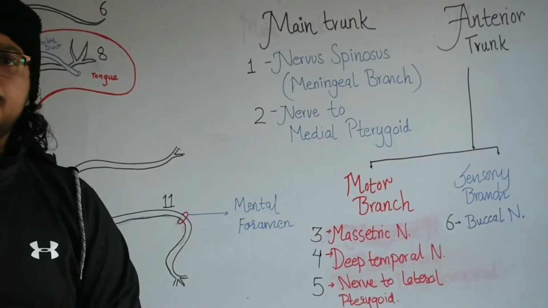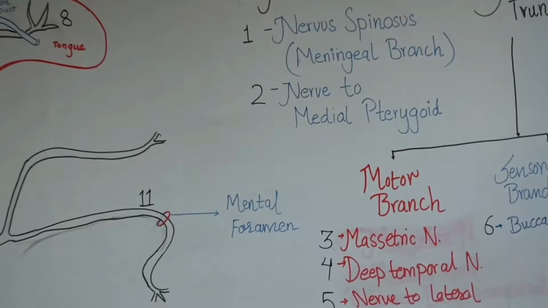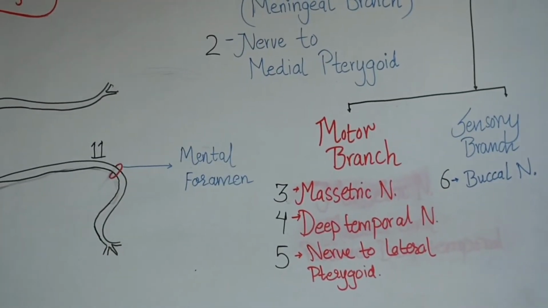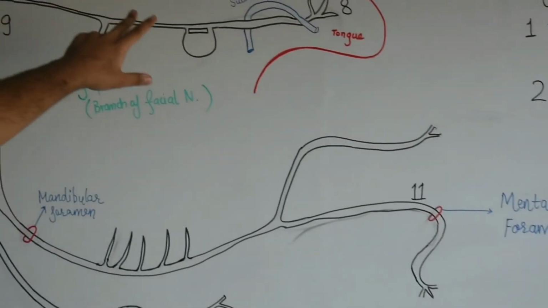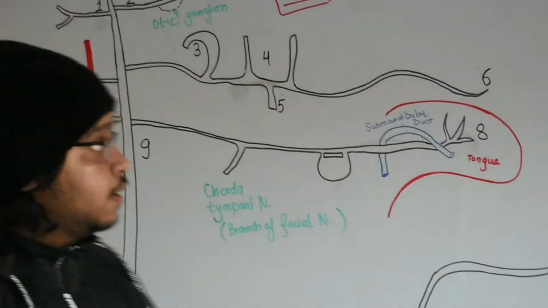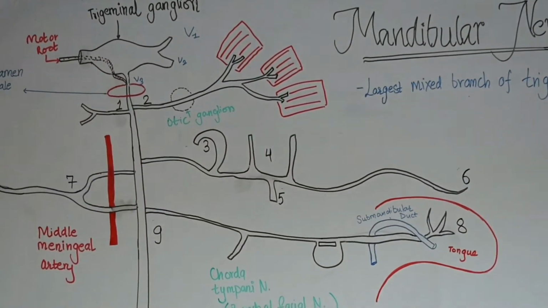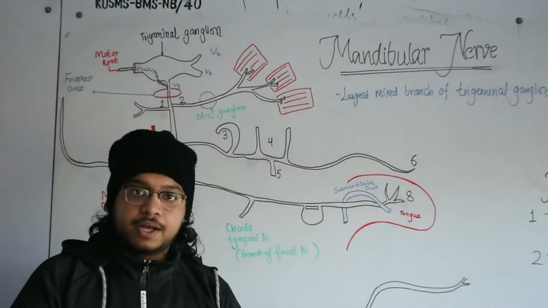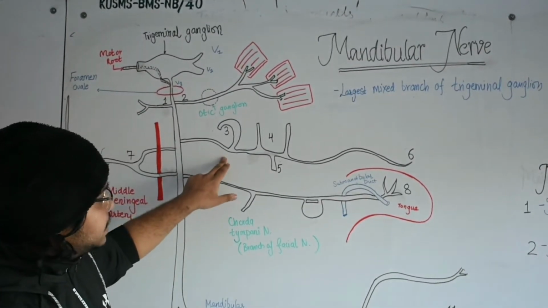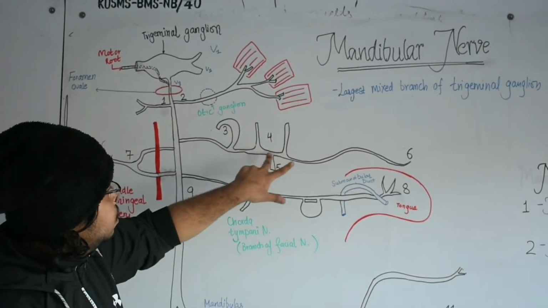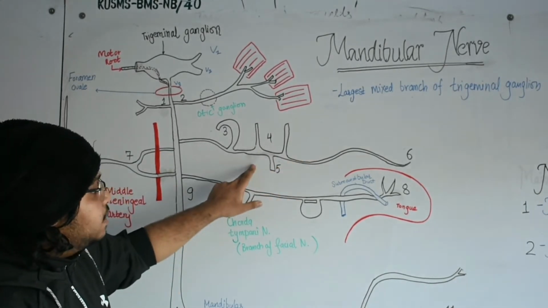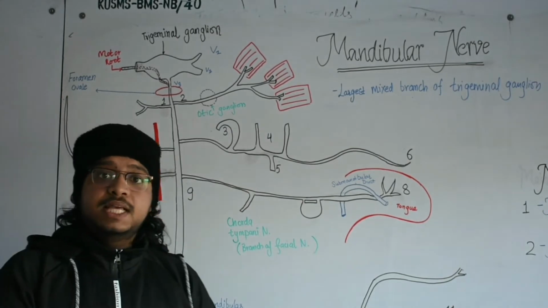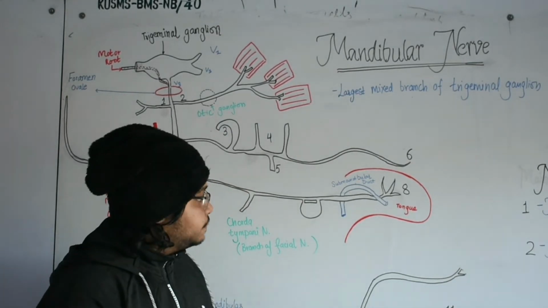Motor branch is nothing but the muscular part. That means it supplies the muscles of mastication, which are the masseter, temporalis and the lateral pterygoid. Medial pterygoid is already being supplied by the branch of the main trunk. Now, this is the masseteric nerve, the anterior and posterior deep temporal nerves and the nerve to lateral pterygoid. These are all motor type.